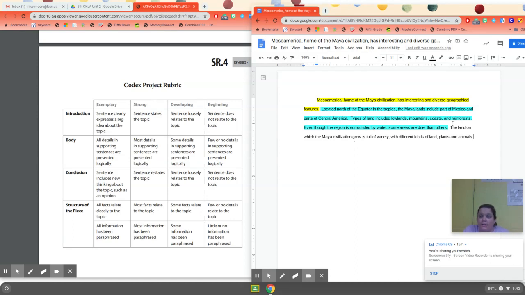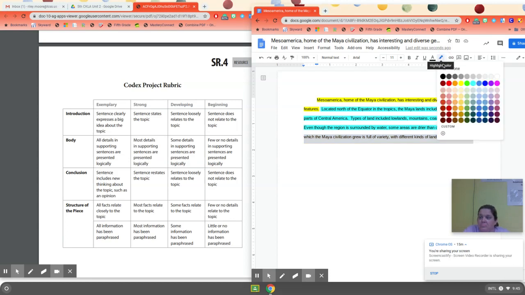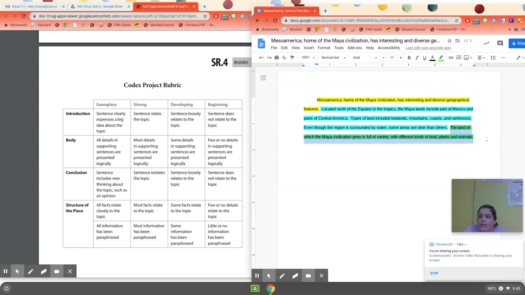And then last but not least, we have the conclusion. Now, your conclusion, even though it just depends on how long your paper is going to be, your conclusion can either knock your paper out of the park or it can really mess it up. So your conclusion is really important. And I said right here, the land on which the Mayan civilization grew is full of variety, with different kinds of land, plants, and animals. I'm basically wrapping everything up really neat so that the paragraph makes sense. And that's what I'm looking for when you write your stuff, okay?